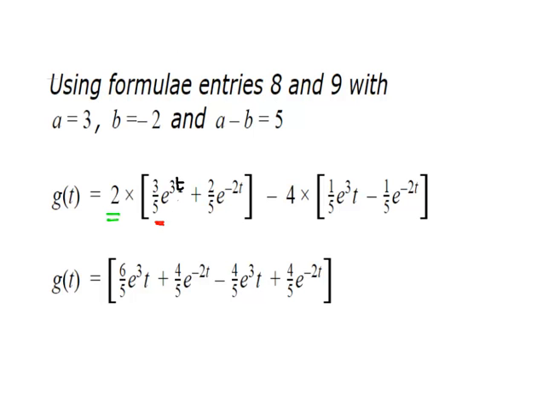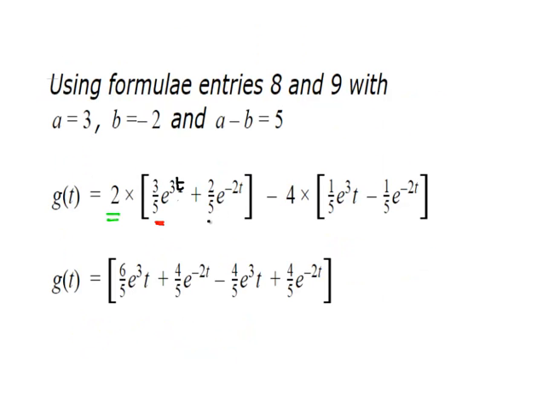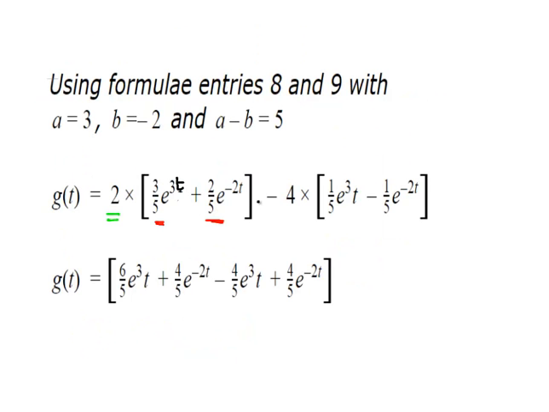Similarly, we have minus b over a minus b, e to the power of bt. So b is minus 2 in this case, so it's 2 over 5, e to the power of minus 2t. There we go. Now, just be mindful of the fact that b is minus 2. So the minuses cancel out, and we get a plus there. When b is minus 2 and we have a minus sign there, we get plus 2.